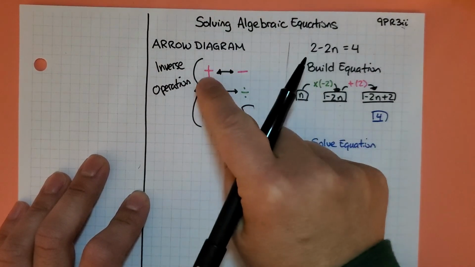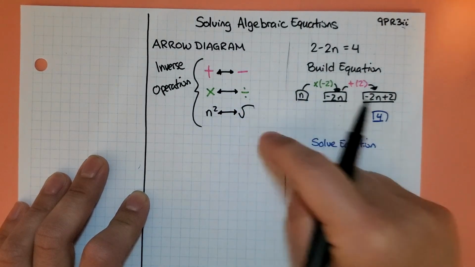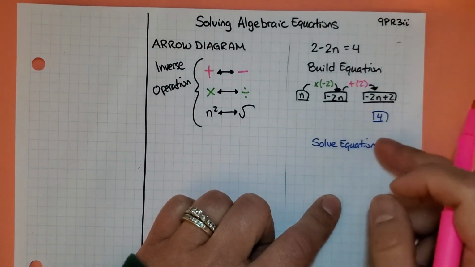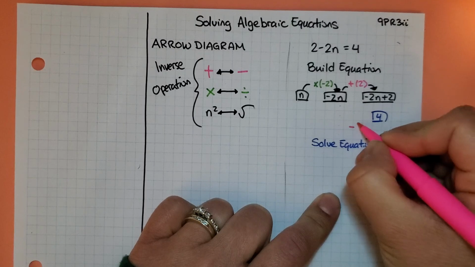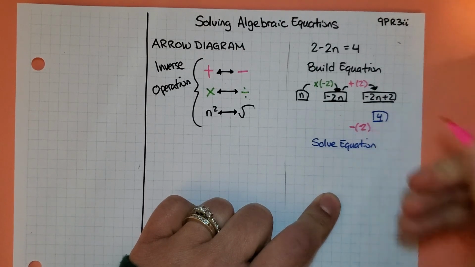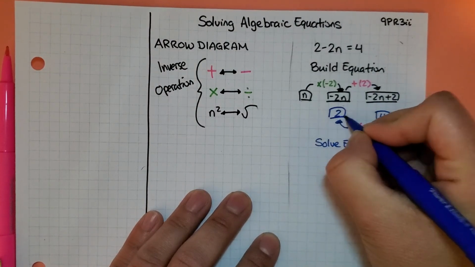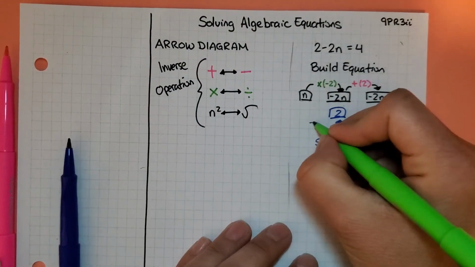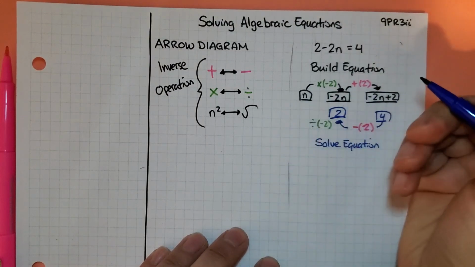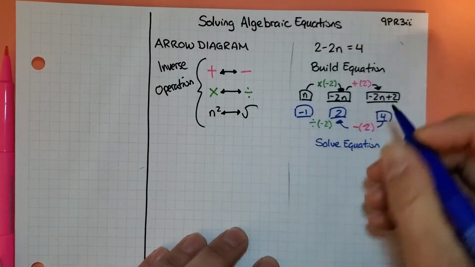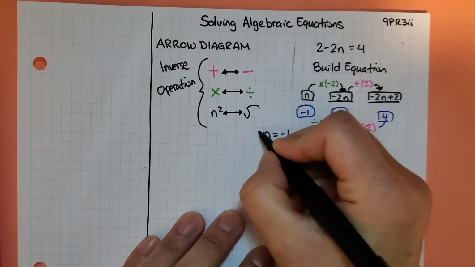So remember, the opposite of add is subtract, opposite of multiply, divide, opposite of square is square root. So we're going this direction now. If it says add on the top, we're going to do the opposite, and we're going to subtract. 4 minus 2, 2. And then if it says multiply, we will divide by -2. 2 divided by -2 is -1. Therefore, the answer is n equals -1.